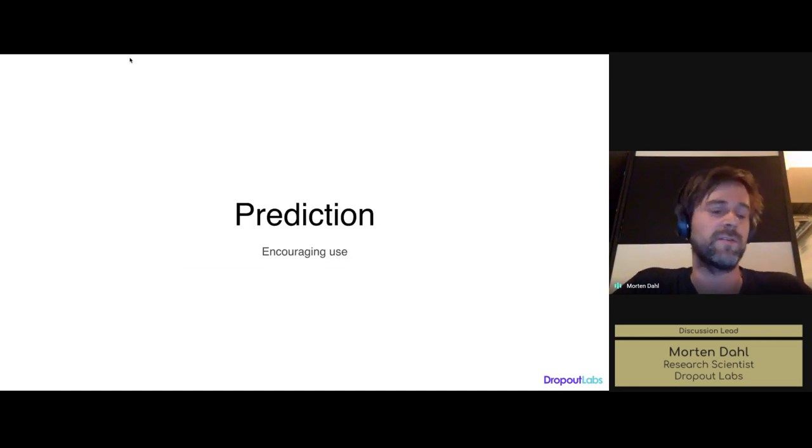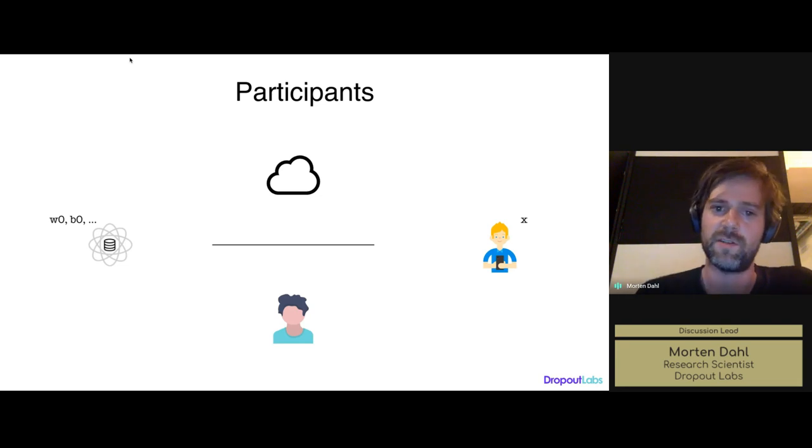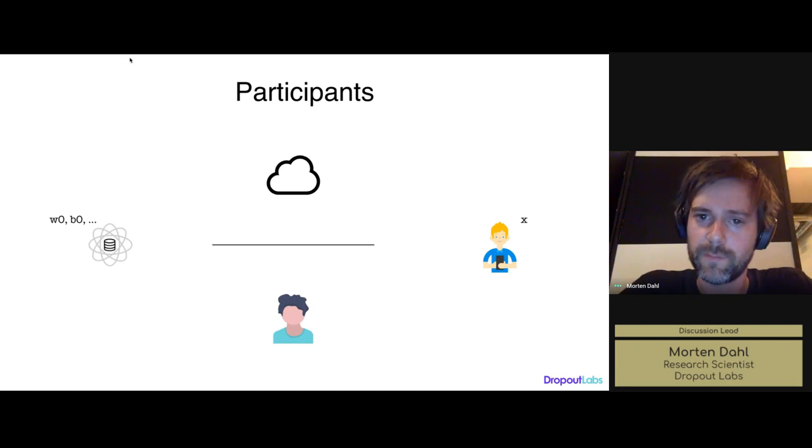OK, so moving on to the examples. The first one I want to talk about is prediction, where it's about encouraging the use of the service that we have. Our setting is going to be that we have some model owner here on the left that has some weights for a model. We have a prediction service. We have the helper. And then on the right, we finally have the prediction client.